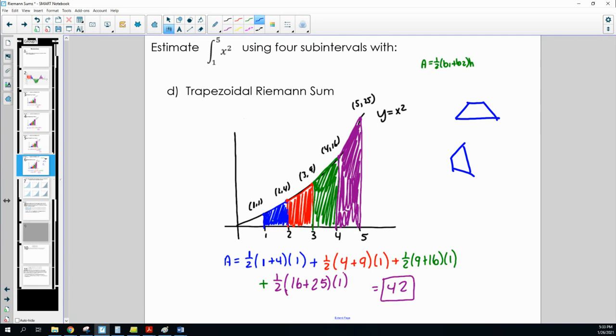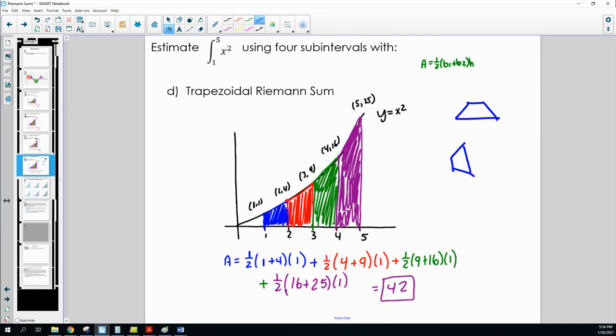So when we look at this blue piece, we have 1/2, and then the two bases. So we have the height of 1 and the height of 4. So those are our two parallel bases. And then the height of the actual trapezoid is going to be the distance here. So that would be 1. For the green, we're doing 1/2 times base 1, which is 4, times base 2, which is 9, times the height of 1. And then for the next one, we have 1/2, and we have 9 plus 16 times 1. And then for purple, 1/2 times 16 plus 25 times 1. And then we add all that together, and we get 42.